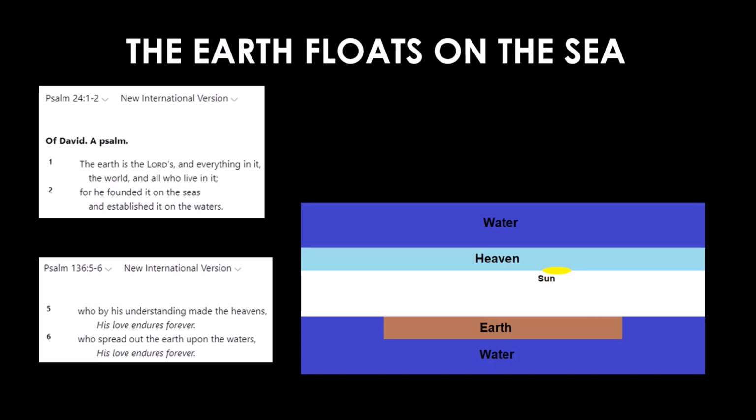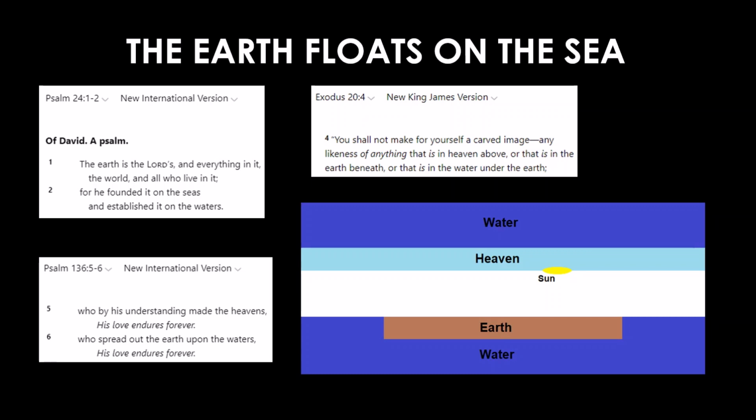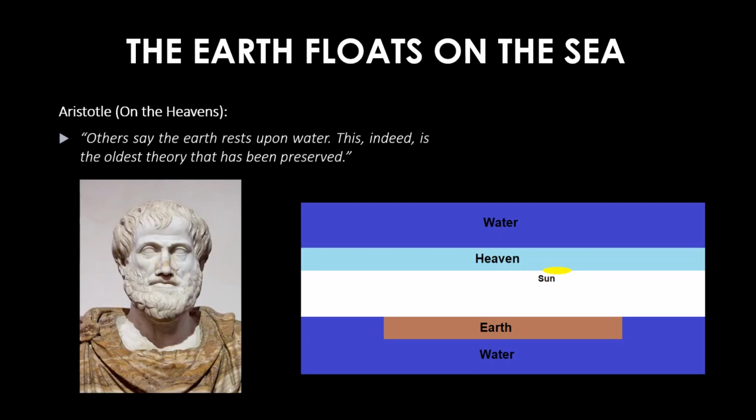And that the earth floats on water is also stated in Exodus 20, in the Ten Commandments: "You shall not make for yourself a carved image, any likeness of anything that is in the heaven above, or that is in the earth beneath, or that is in the water under the earth." So, although it sounds bizarre today, the idea that the earth floats on the sea also existed among the ancient Greeks. According to Aristotle, he writes, "others say the earth rests upon water. That indeed is the oldest theory that has been preserved."